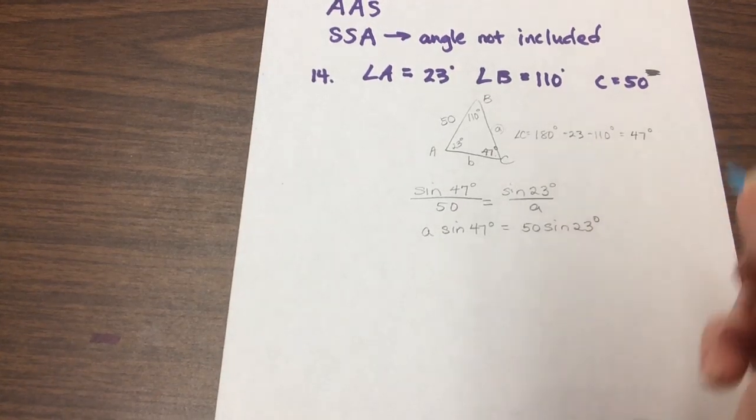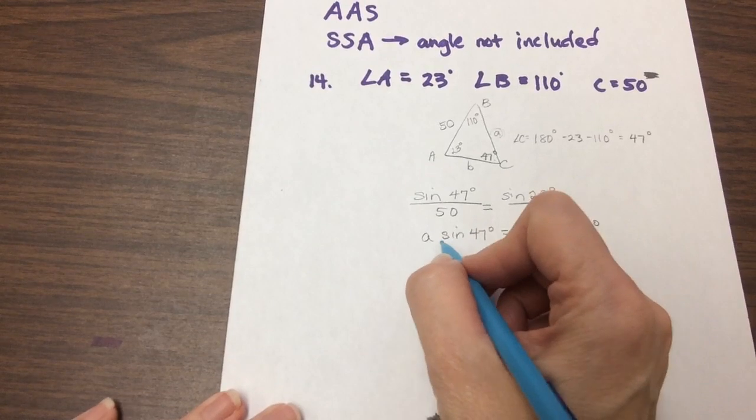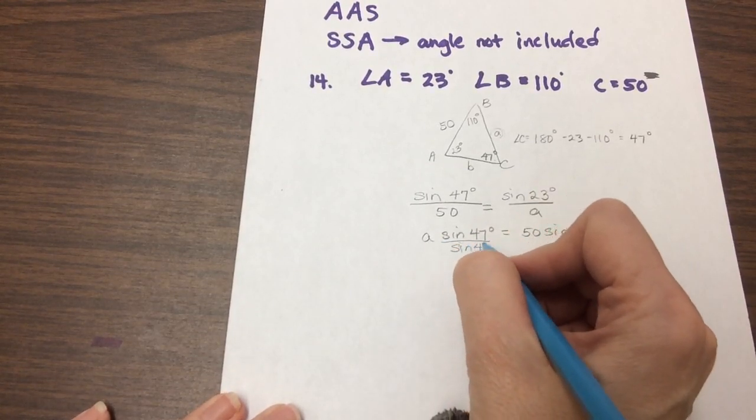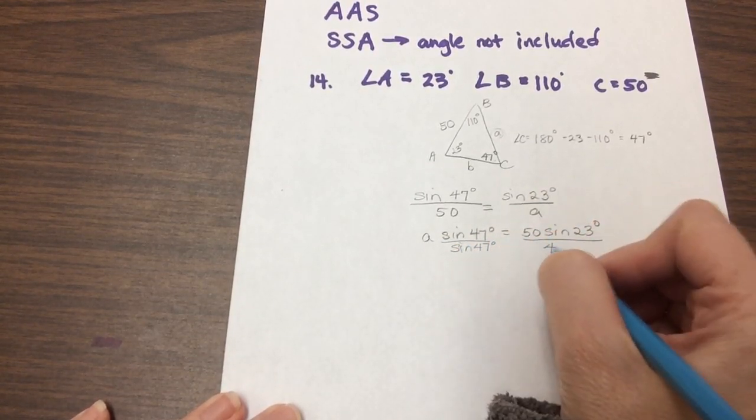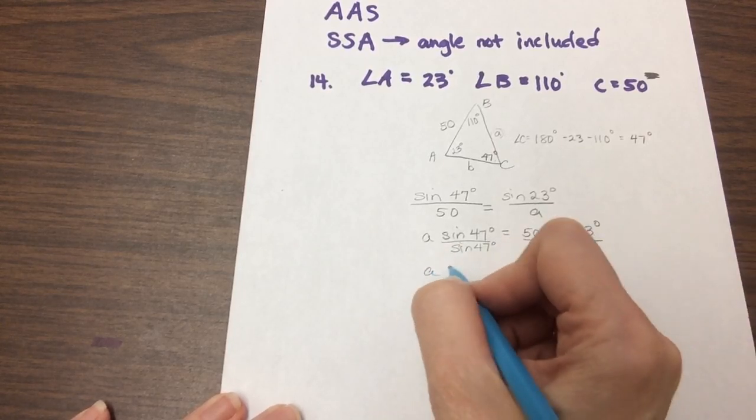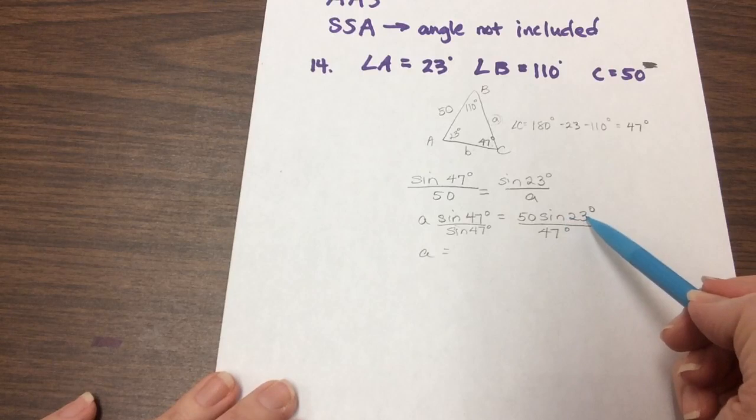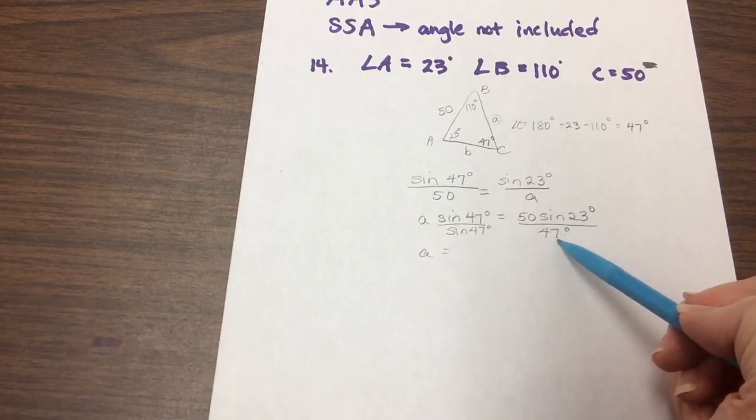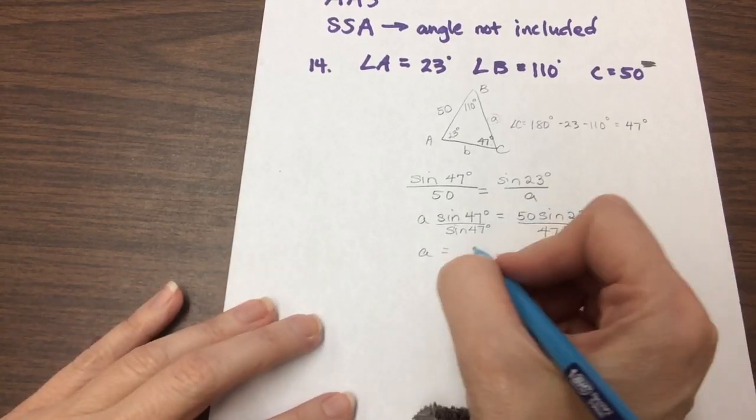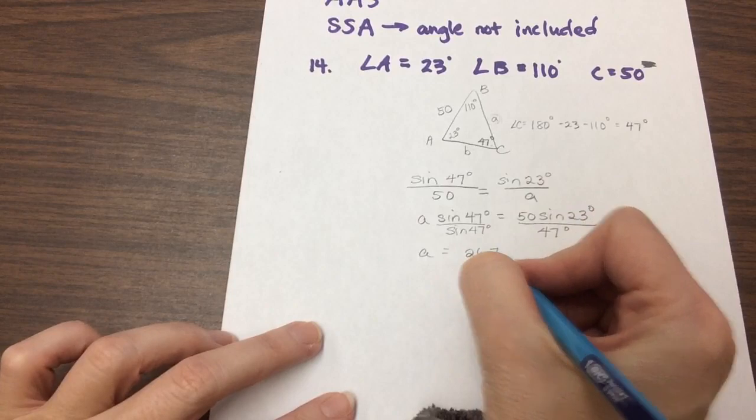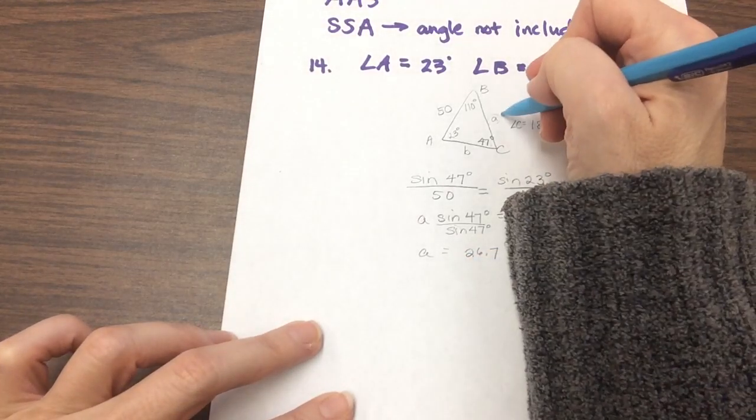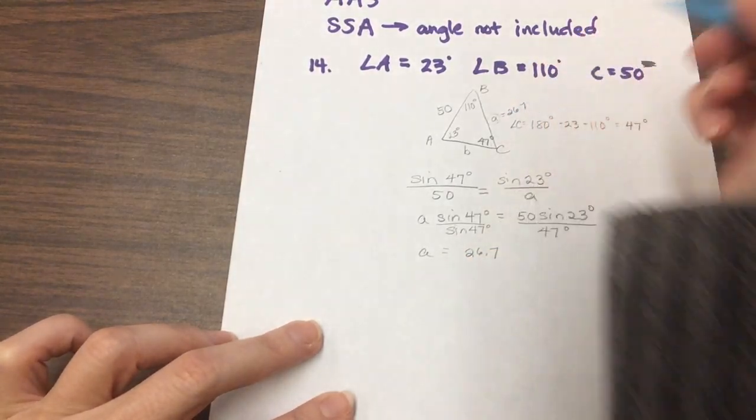Alright, and solving this for A, I'm going to divide both sides by the sine of 47 degrees. And I'm going to plug that straight in my calculator. I'm going to do 50 times the sine of 23 degrees over the sine of 47 degrees. And I'm going to find that A is 26.7. Alright, so I've got A is 26.7.